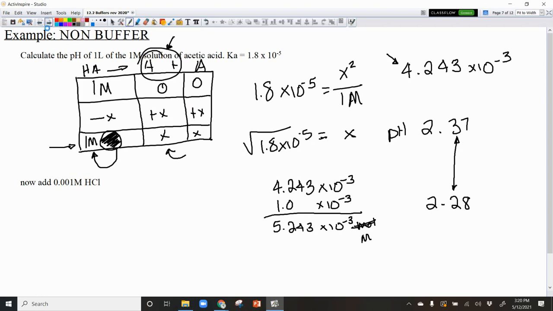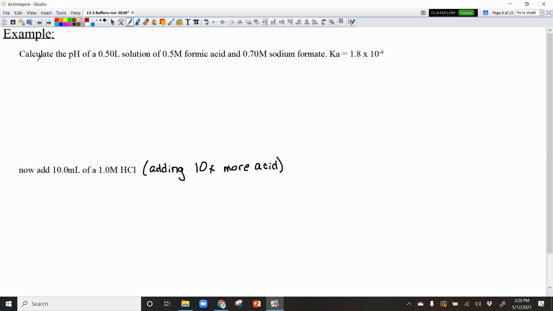So let's look at a buffered solution. Let's make a buffered solution. So calculate the pH of a 1/2 liter solution of a 0.5 molar formic acid, and a 0.7 molar sodium formate. Okay, so here's the acid right here. This is the acid, and this is the conjugate base.